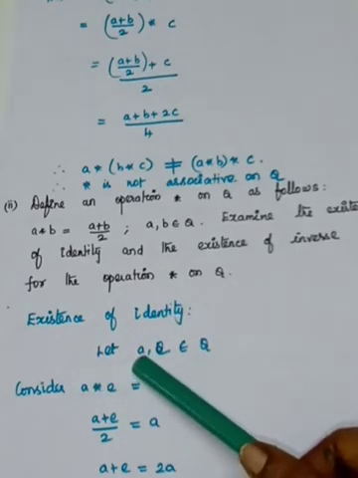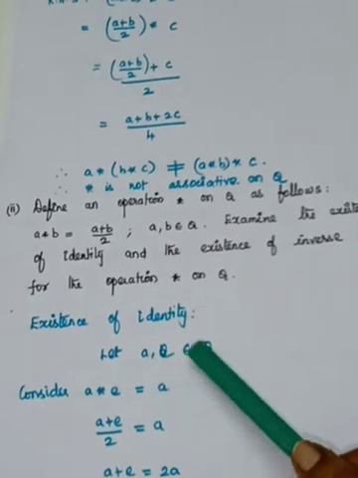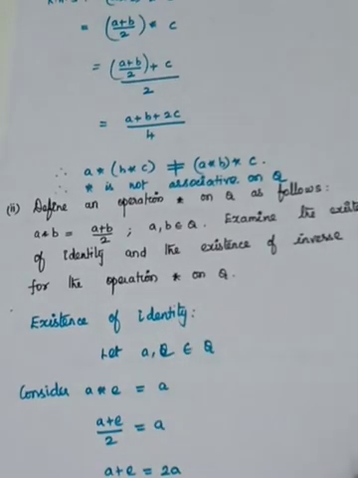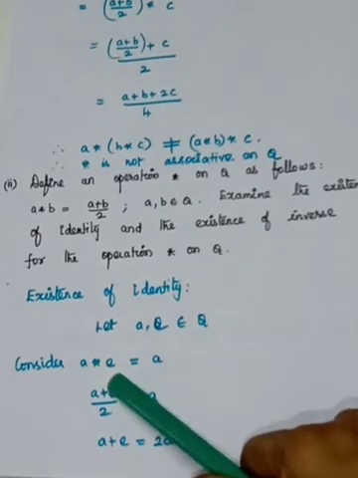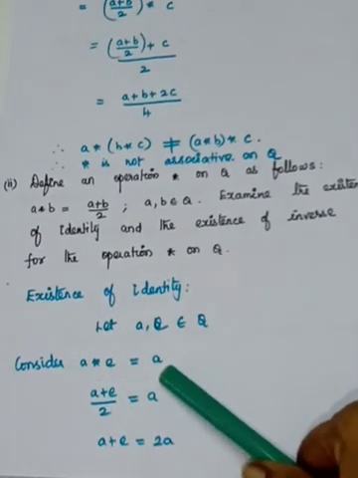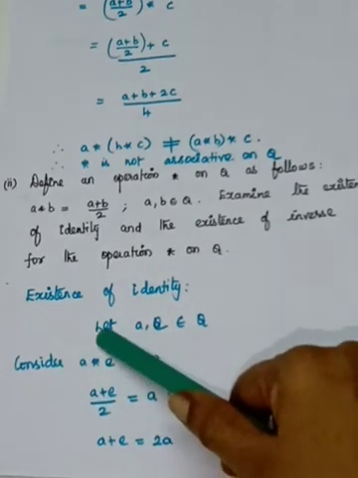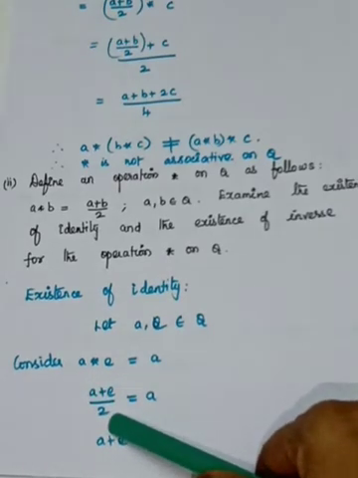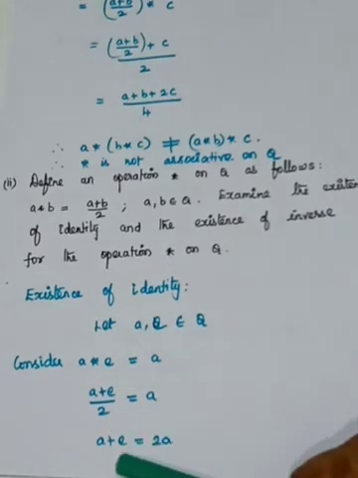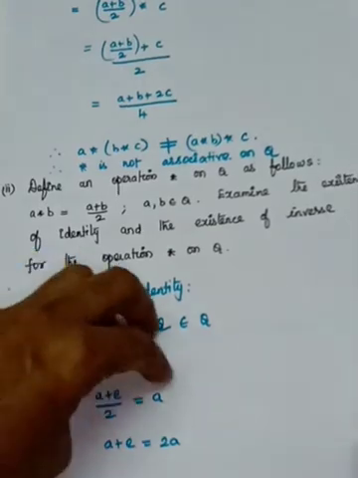For that, I'll take the element a, the identity element e. So a, e belongs to Q. Okay, so what is a asterisk e? According to the definition, if you apply the definition of the asterisk, it is (a + e)/2. That is equal to a. So a + e is equal to 2a. From this, you find e is equal to 2a minus a. What is 2a minus a?